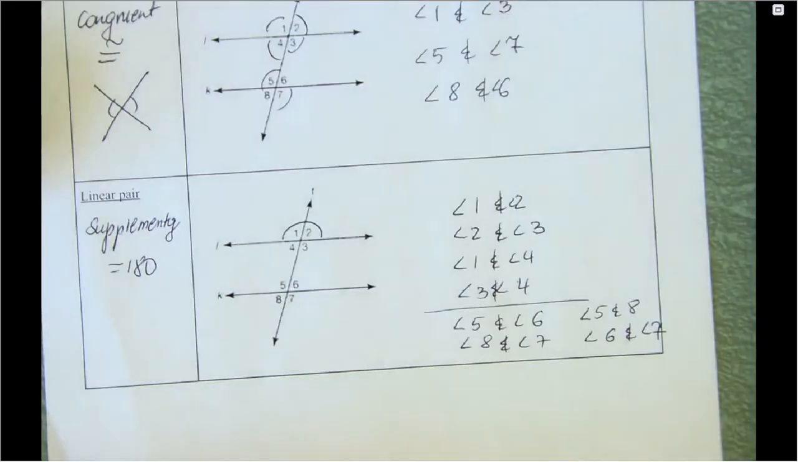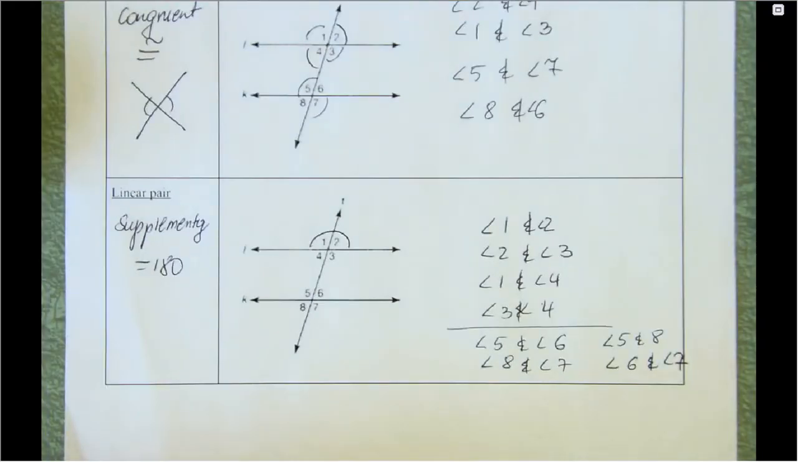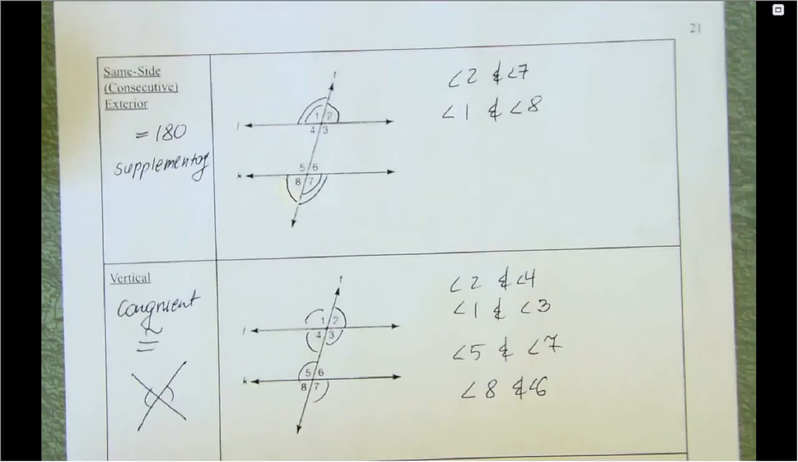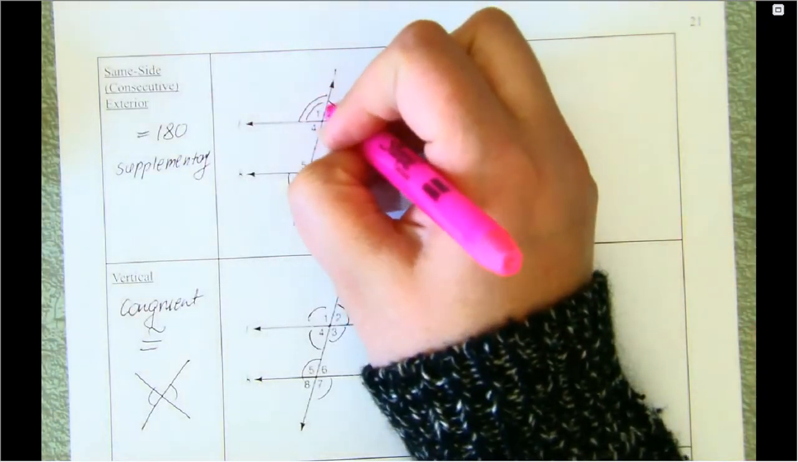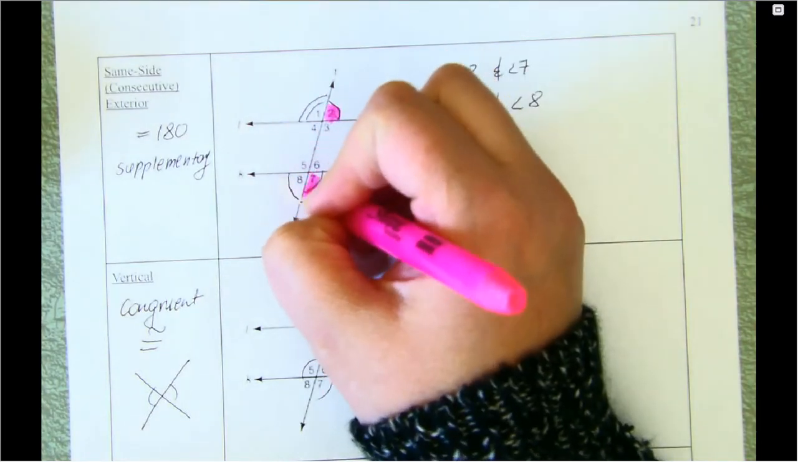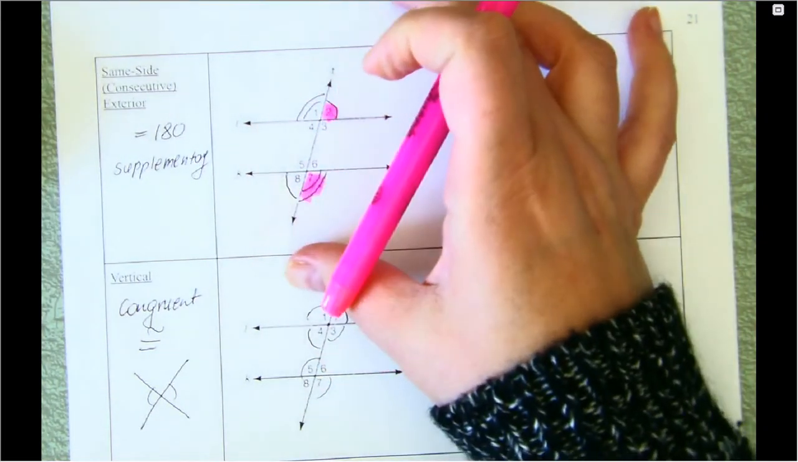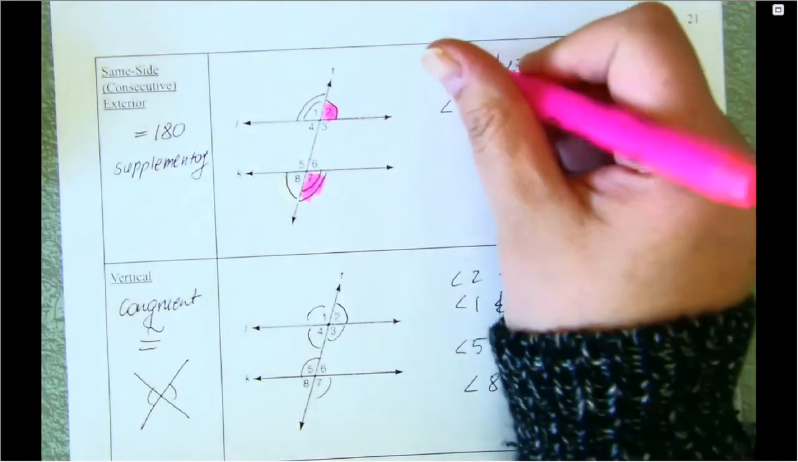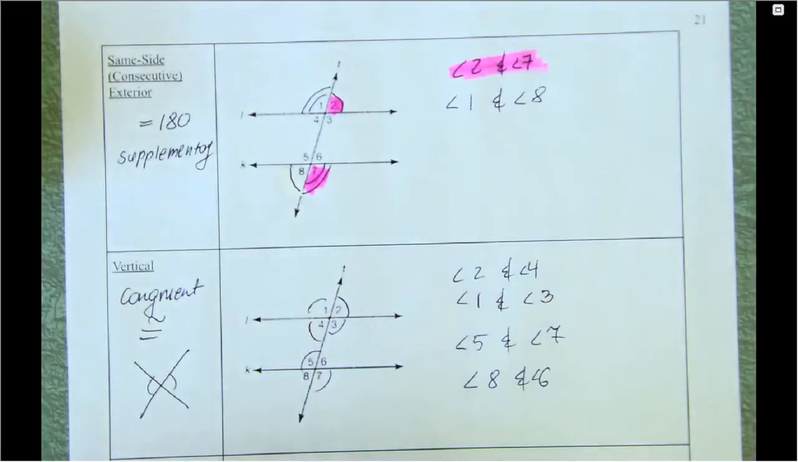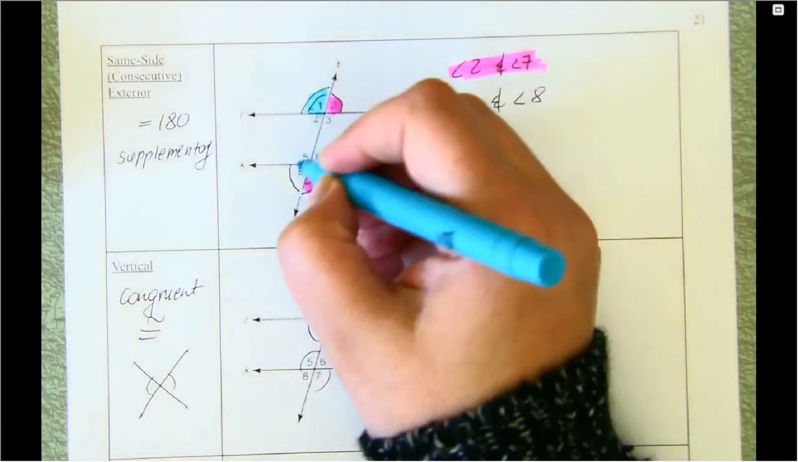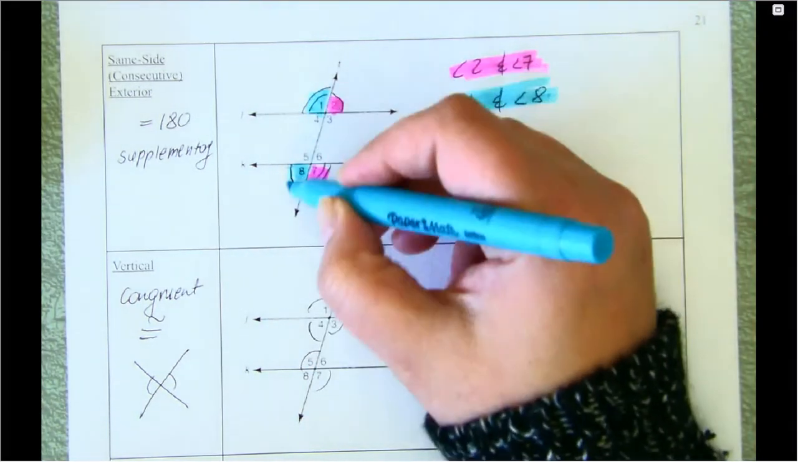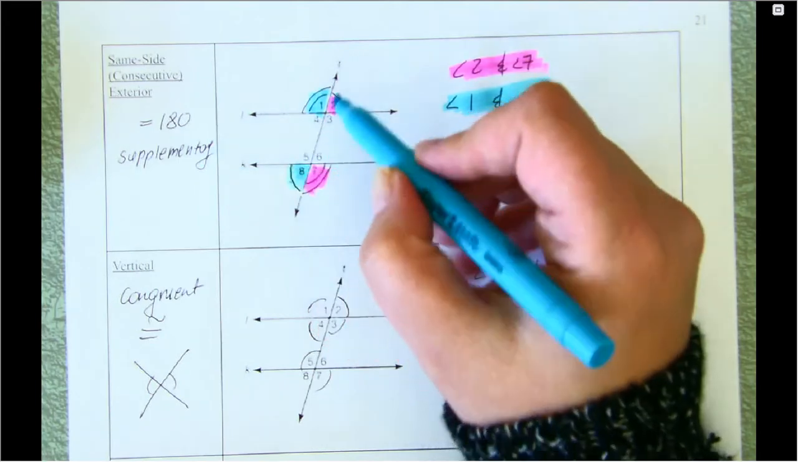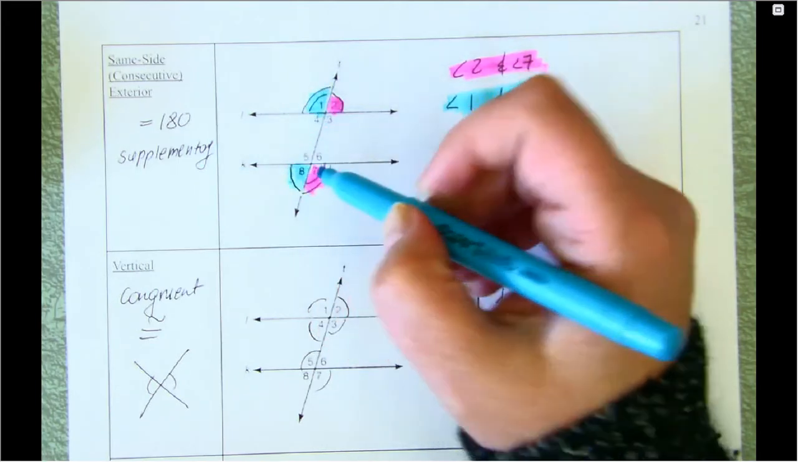Okay, the next pair that we have is called same side exterior. They are sitting on the same side of your transversal, but they're exterior. So angles 2 and 7, and angles 1 and 8 are same side exterior. And again, they're not equal to each other. They add up to 180. So like this one has 2 arcs and this one has 1 arc.